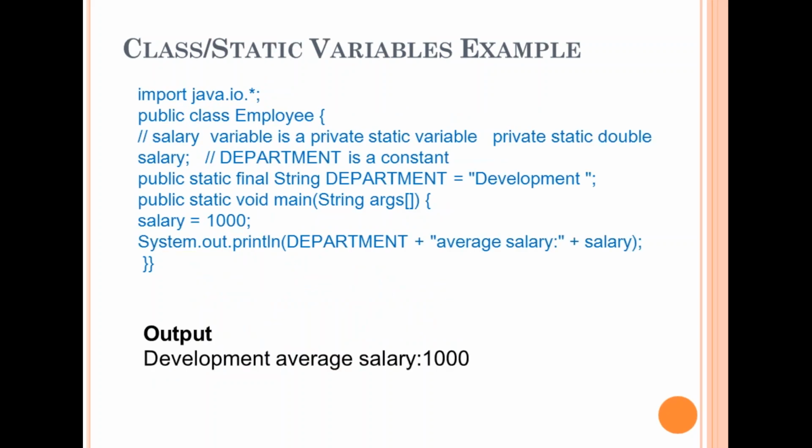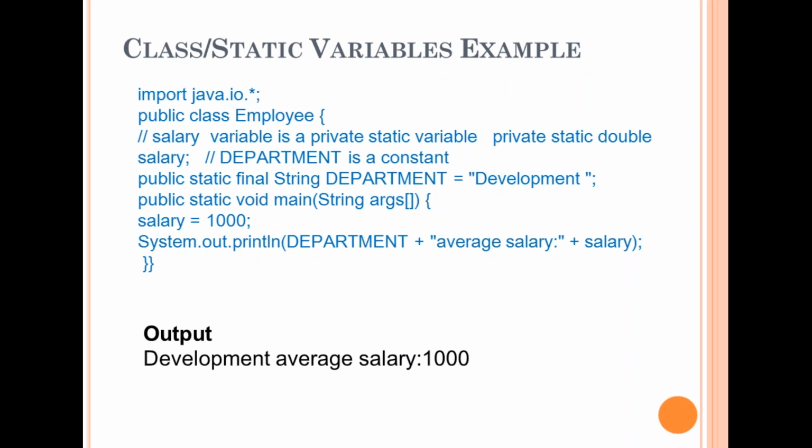The next topic is class static variables. Class variables, also known as static variables, are declared with the static keyword in a class, but outside a method, constructor, or a block. There would be only one copy of each class variable per class, regardless of how many objects are created from it. Static variables are rarely used other than being declared as constants.